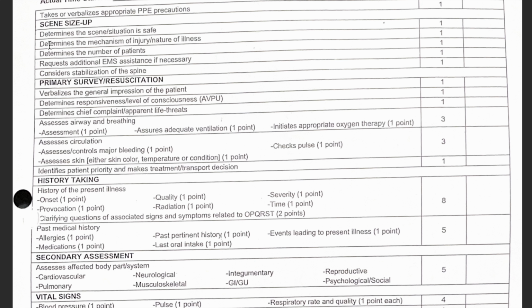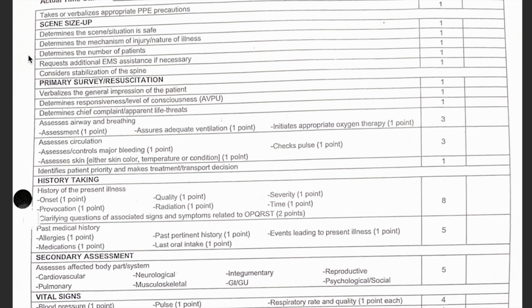And then going down to determine the MOI or the NOI. This is going to be a medical scenario, so we know it's going to be a nature of illness. And then in real life, from the dispatch information, you'll be able to kind of decide for yourself if this is going to be a mechanism of injury or a nature of illness.